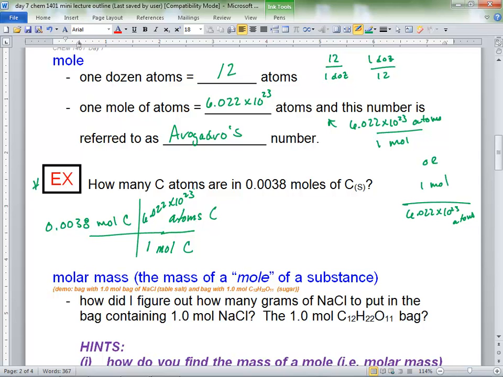I'm going to report my answer, and we might as well stick with the sig fig rules. How many sig figs did I start with? 2. So I'm going to report my answer to 2 sig figs. 2 point... what is that? 3? Yeah. Times 10 to the 21.